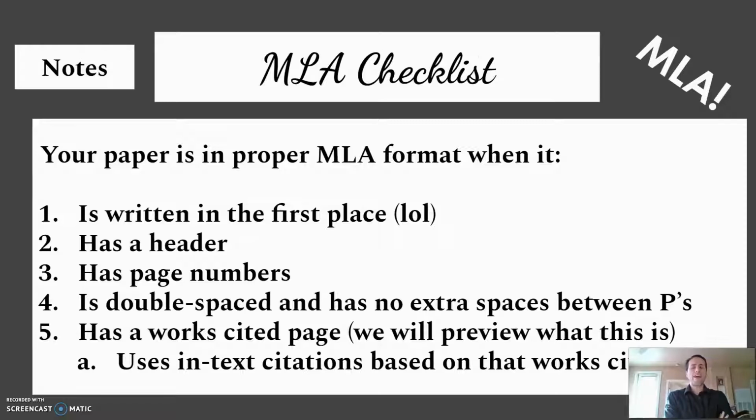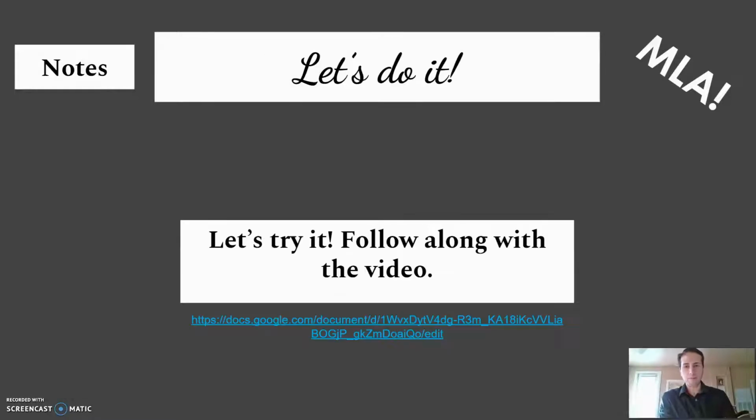So you know that your paper is in proper MLA format when it's first written in the first place, right? You can't format a paper if you haven't written it. So for those of you who are not done, come talk to me, you're behind. But anyway, number two, it has to have a header which contains information like your name and the class you're writing your paper for. It needs to have page numbers. It needs to be double spaced with no extra spaces between paragraphs. And it has to have a works cited page. We'll talk more about that later, as well as using in-text citations based on the sources you've kept track of in your works cited page.